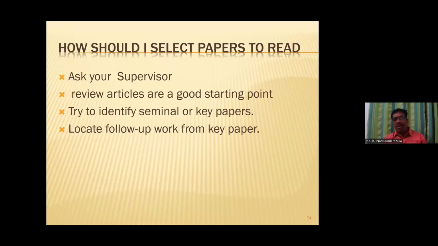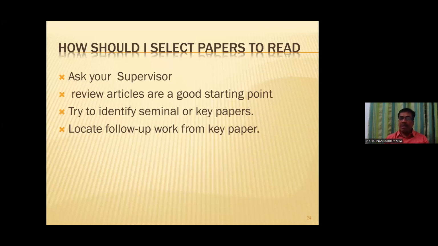Very good. Another important thing: review articles are a good starting point. That is very, very important. What is a review article? A review article or review paper. Sometimes, after research papers are published, a review paper will be published. For example, you would like to do research on customer relationship management. You can type review paper on customer relationship management, PDF research paper, and you can get the review paper.